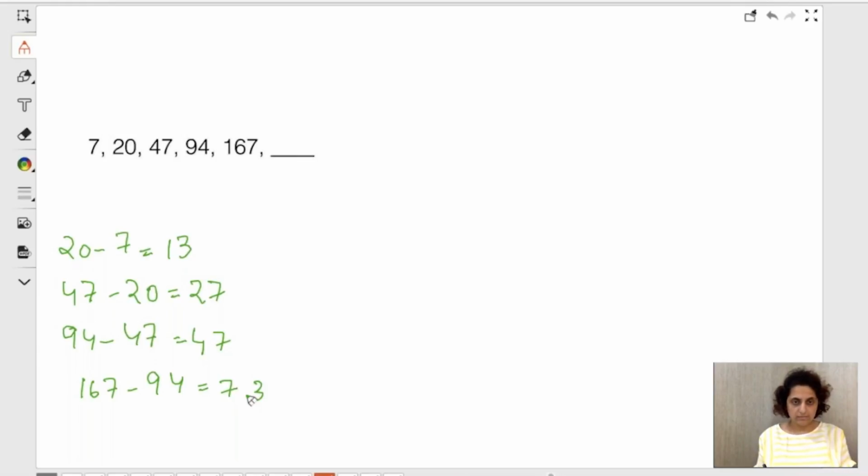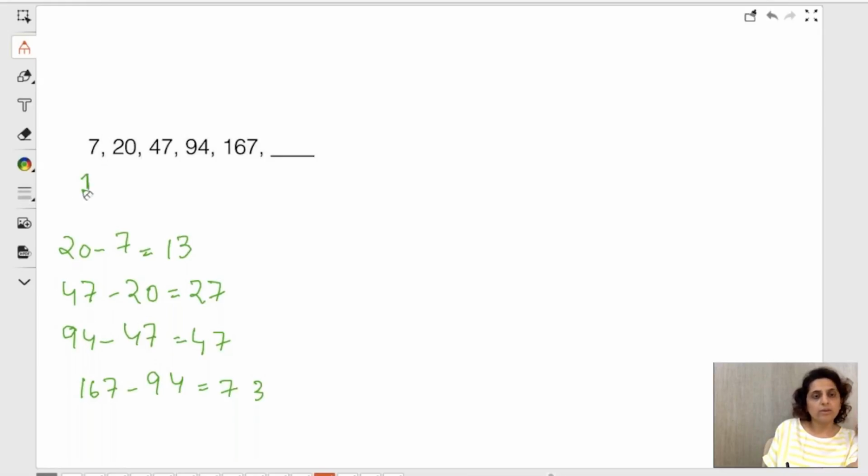Let's just see if we can make anything out of this. That doesn't seem to be of much help. Then what we can do is, again, there's an increase in the numbers here. Then 7, 20, 47, 94, 167. Let's just see if we can find out the cubes here. So again, let's write the cube here.